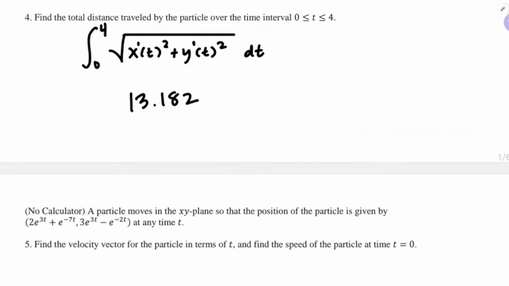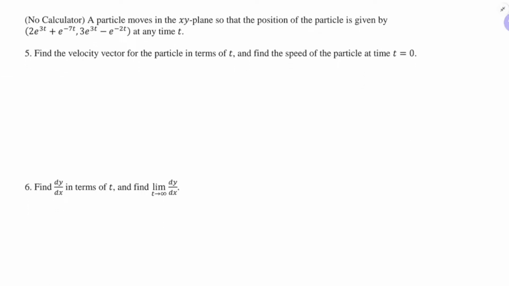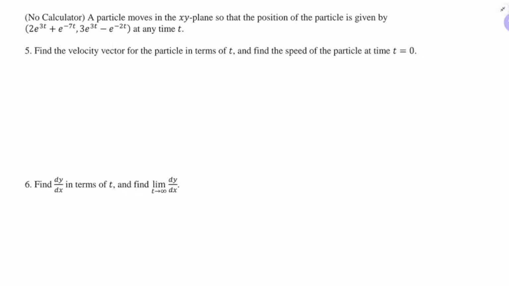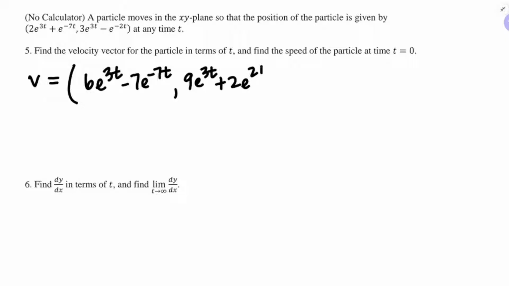13.182. All right. Now, okay, this one's no calculator. Particle moves in the xy plane, so the position is given by these two coordinates. Okay, so this is position. Find the velocity vector, so we're going to need to take the derivative. So the derivative of 2e to the 3t is going to be 2e to the 3t times 3 for the chain rule, plus e to the negative 7t times negative 7 for the chain rule, and then 9e to the 3t plus 2e to the 2t.